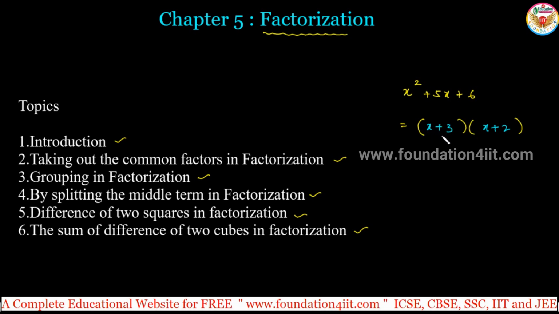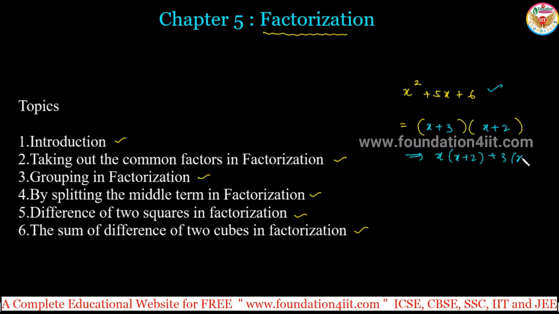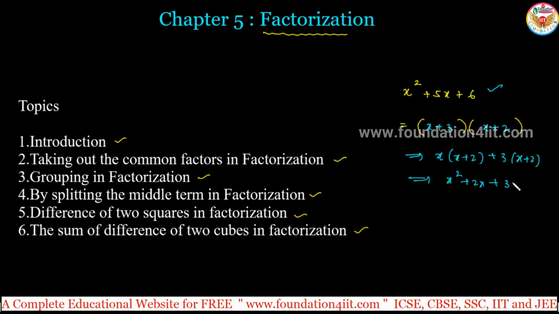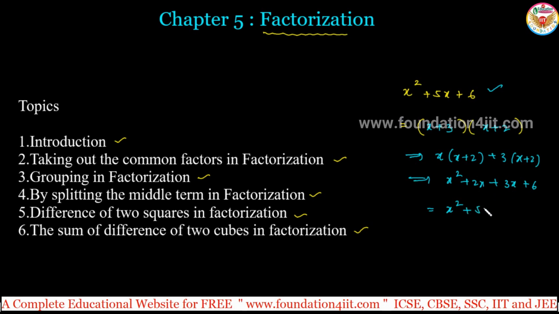If I multiply x plus 3 into x plus 2, we'll get this. Just check this one. Take x and multiply the second expression, take 3 and multiply the second expression. So x into x is x square, x into 2 is 2x, and 3x, plus 3 into 2 is 6. So x square, and 2x plus 3x is 5x, plus 6.